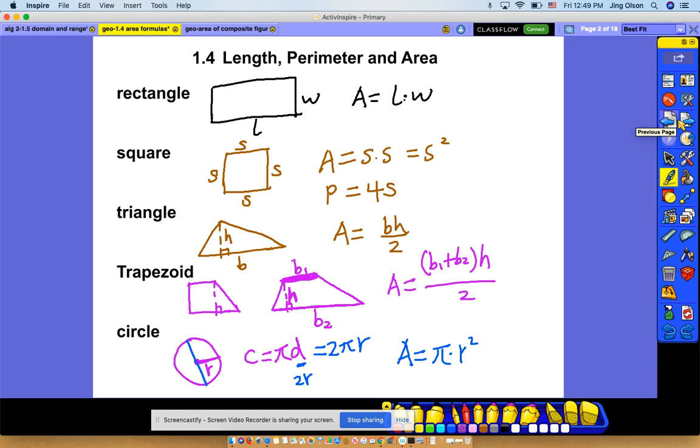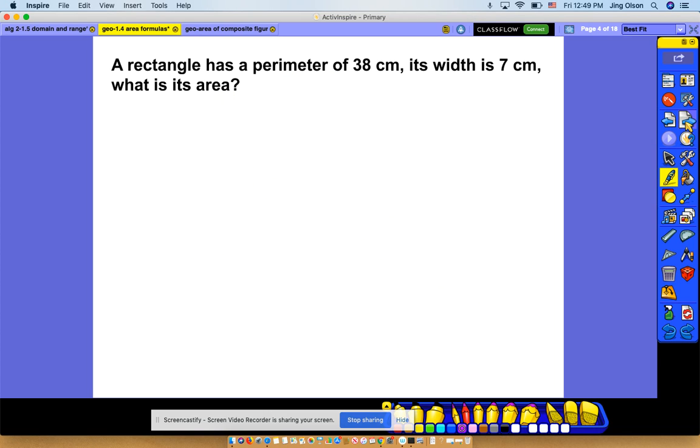Next one. Whoops, went the wrong way. Next one is also a rectangle. This rectangle, I give you the perimeter. The perimeter is 38 centimeters. The width is 7 centimeters. What is the area? Okay, so the perimeter is 38, so it means all the 4 sides add up to 38. So if the width is 7 here, this will also be 7.